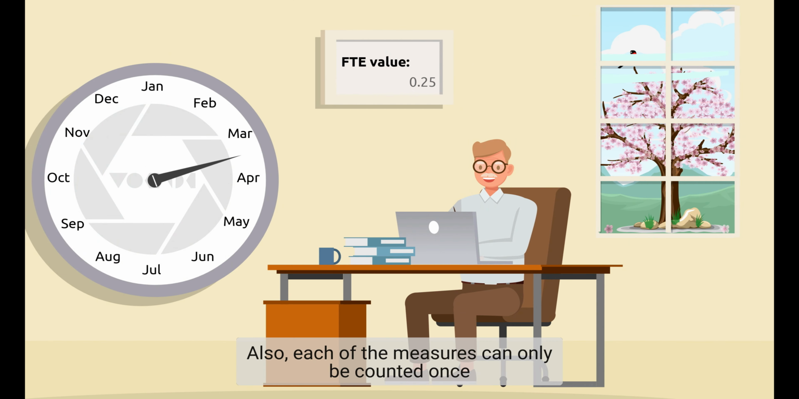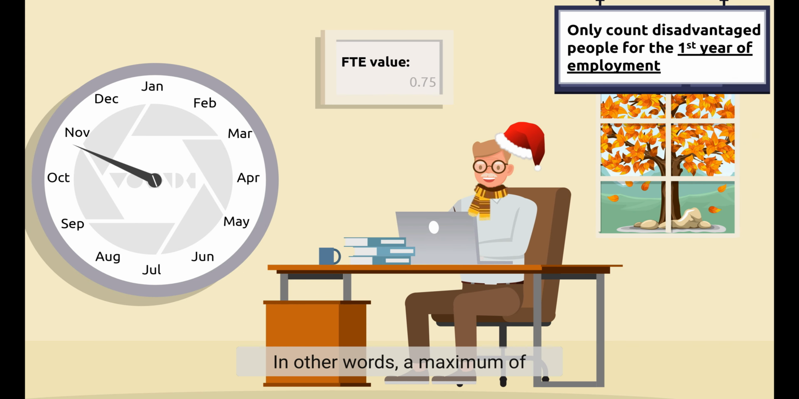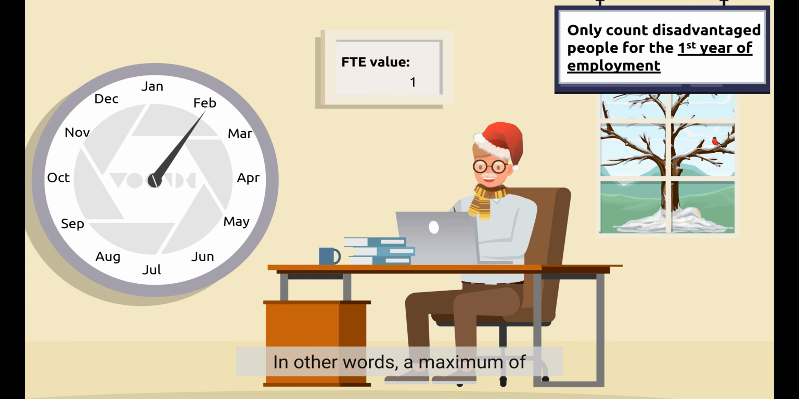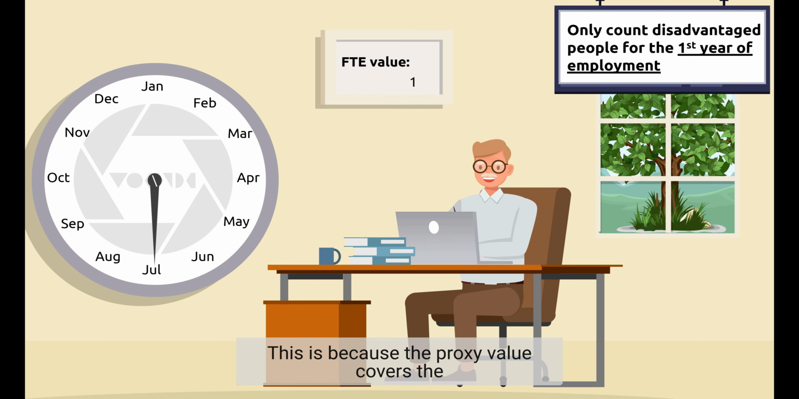Also, each of the measures can only be counted once in the first year of employment for an individual. In other words, a maximum of 1 FTE per person can be recorded. This is because the proxy value covers the lifetime benefit of creating a particular employment opportunity.